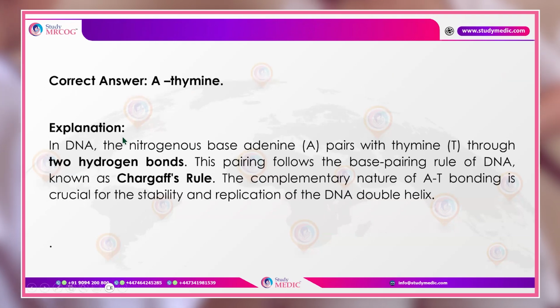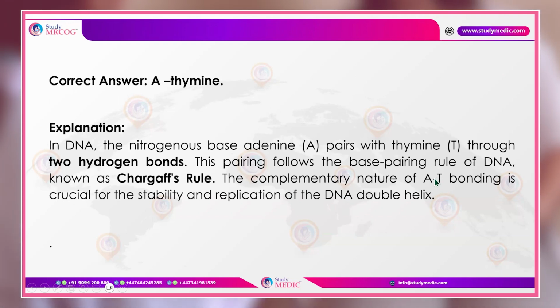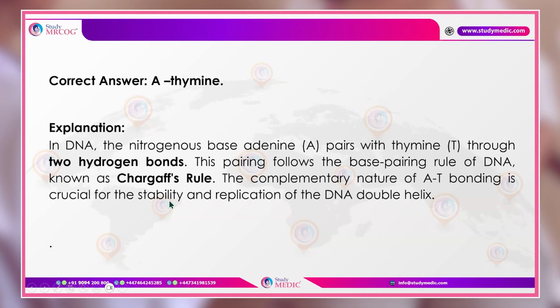So what is that pairing? It is called Chargaff's rule, where adenine pairs with thymine, with double bonds, and then guanine pairs up with cytosine. So in DNA, the nitrogenous base adenine pairs up with thymine through two hydrogen bonds. So this is Chargaff's rule, which is happening in the DNA double helix, and this will give stability to the double helical structure.